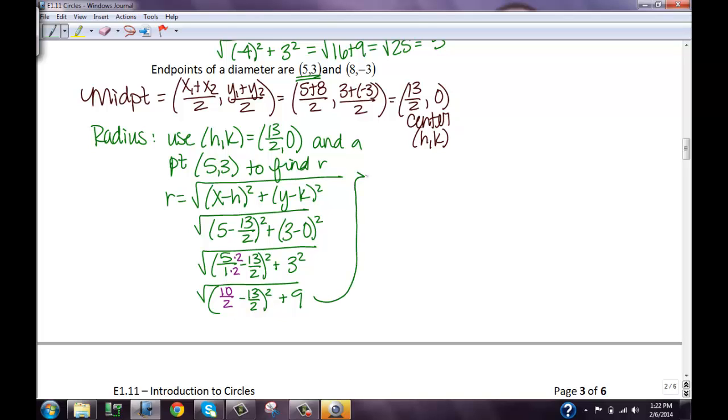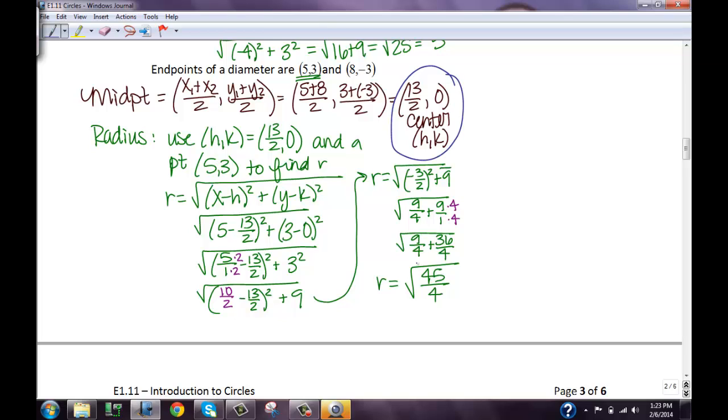I'm going to come up here and run out of room. So I have R is equal to the square root of 10 halves minus 13 halves is negative 3 halves. And then I'm going to square that and add it to 9. Now when I add it to 9, I'm going to have the same problem. I'm going to need a common denominator. So here I get 9/4 plus 9 over 1. To convert that to a fraction with a denominator of 4, I need to multiply on top and bottom by 4. So I get the square root of 9/4 plus 36/4. Okay, which means that my radius is the square root of 45 over 4. And I'm not going to simplify that because I'm just plugging it into the standard form of the equation. And remember, when I plug in R, it gets squared. So it's going to get rid of that radical anyways.